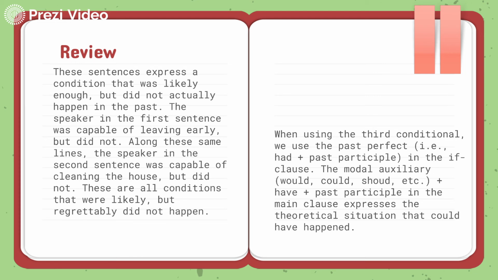When using the third conditional, we use the past perfect, for example had plus past participle, in the if clause. The modal auxiliary would, could, should plus have plus past participle in the main clause expresses the theoretical situation that could have happened.